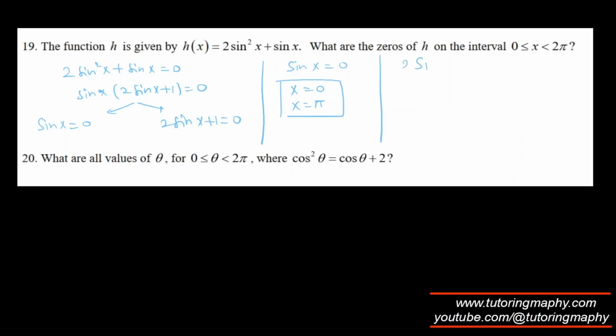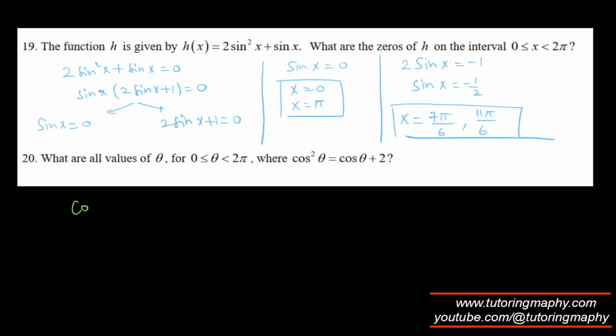And 2 sine x plus 1 equal to 0 means 2 sine x is negative 1. So sine x is negative 1 over 2, which means that the reference angle is pi over 6, so the quadrant 3 angle will be pi plus pi over 6, which is 7 pi over 6, and 2 pi minus pi over 6, which is 11 pi over 6, because sine is negative in quadrants 3 and 4.